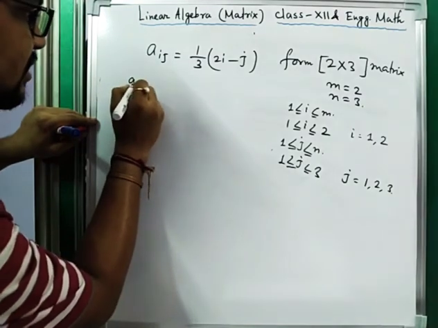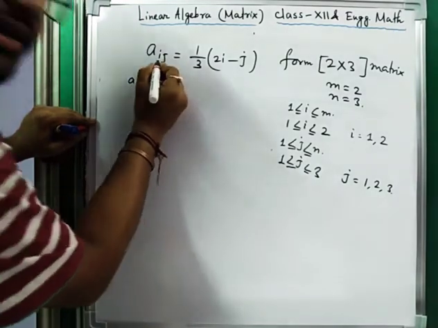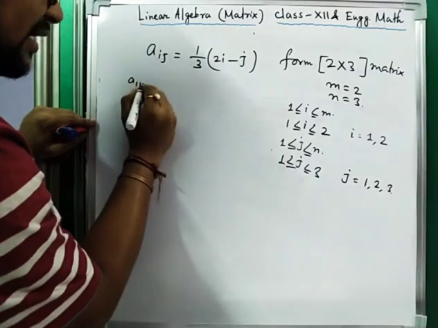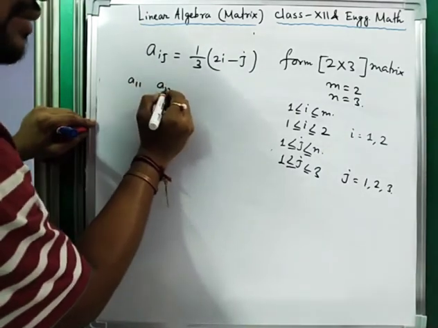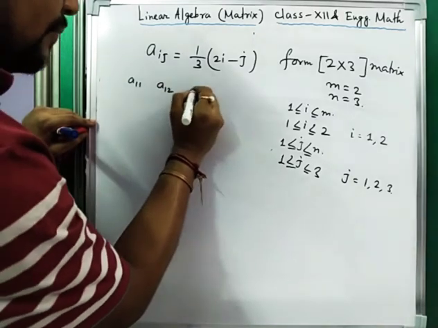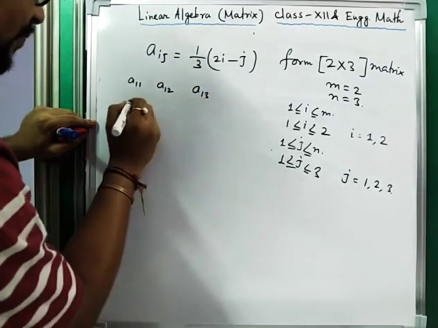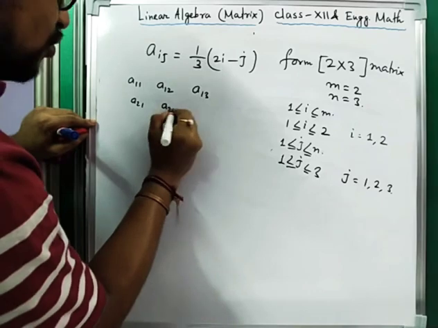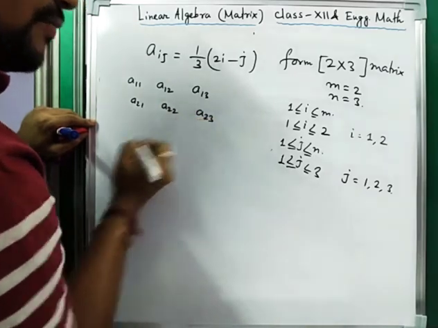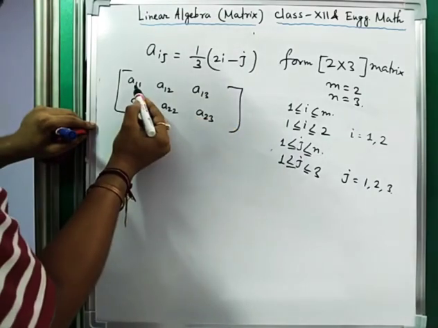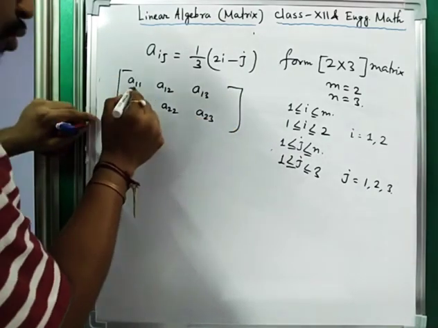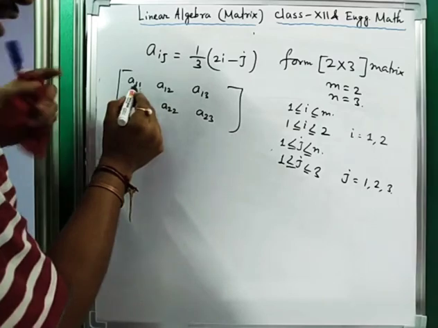So just A11 means when I equals 1 and J equals 1, that is A11. Next A12 when I equals 1 but J equals 2. Okay, now A13, A21, A22, A23. Okay, so this is the matrix formation. Just see, you can see 1 1 means 1 and 1. 1 means number of rows and number of columns.